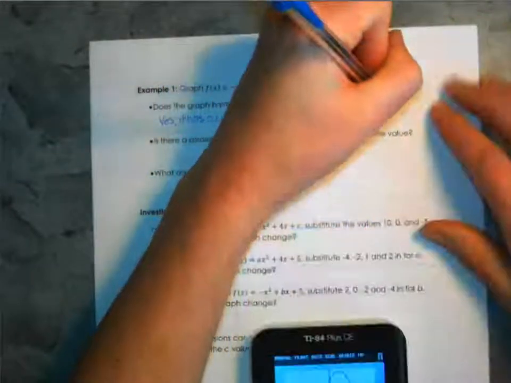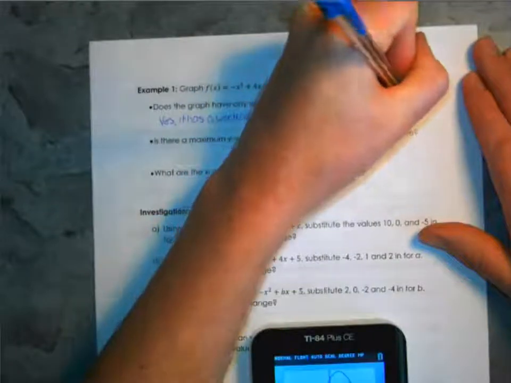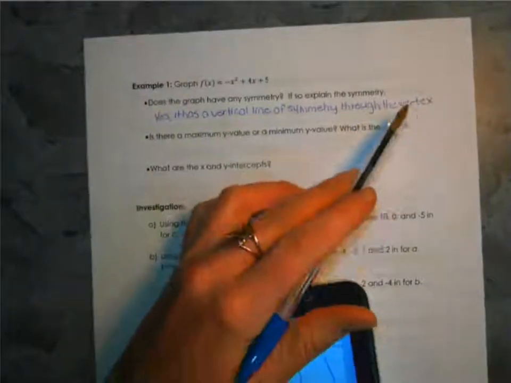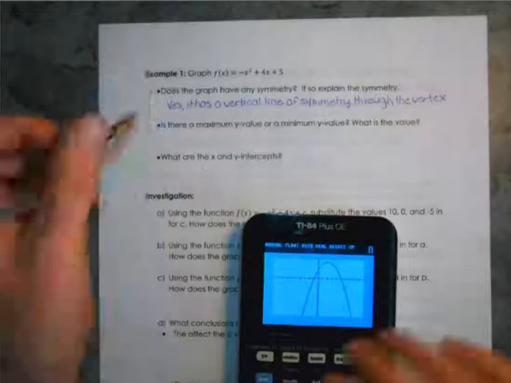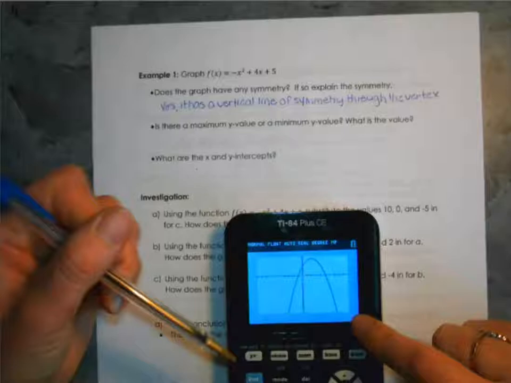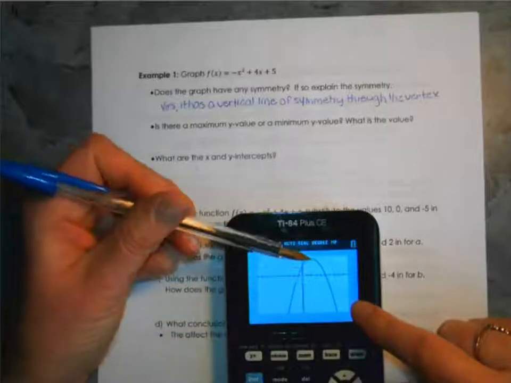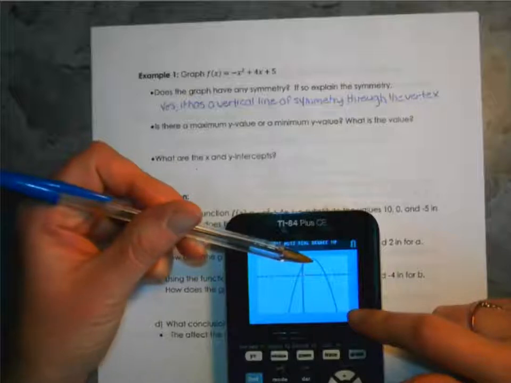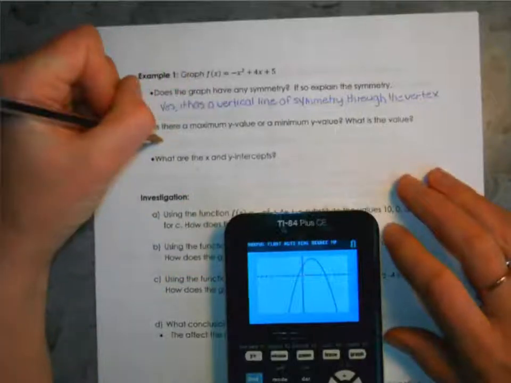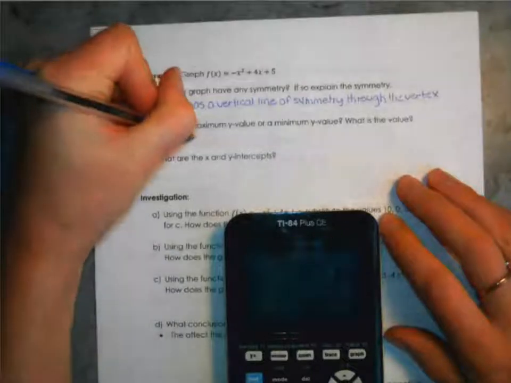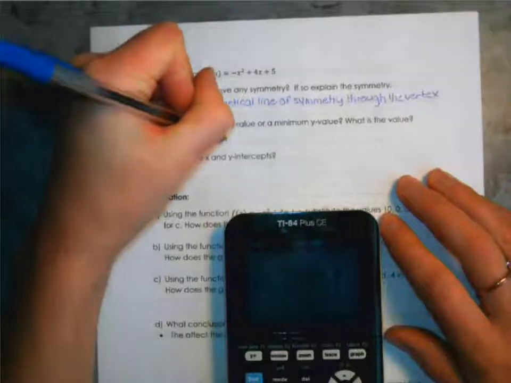And that's why, if you remember, we talked a little bit about last time how it's very important to know the vertex, because it helps us to determine a lot of things, minimum, maximum, as well as where the line of symmetry is. Next one, is there a maximum y value or a minimum y value? Well, if our graph comes to a peak, which means it opens downwards, then we know that it's going to be a maximum y value, right? So we can say, yes, there is a maximum y value.